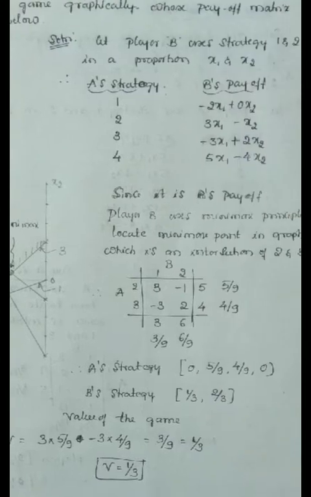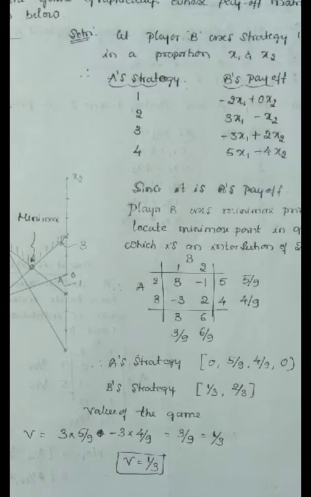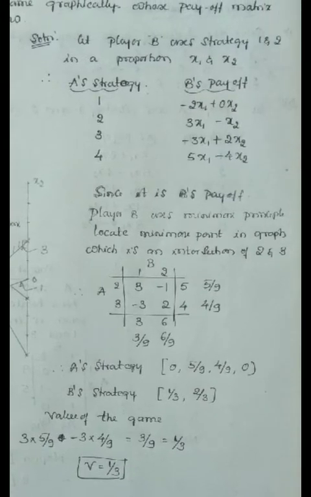Here, it is B's payoff. For B, it is a loss matrix. He will try to minimize the loss. Means he will use minimax principle. Since it is B's payoff, player B uses minimax principle.